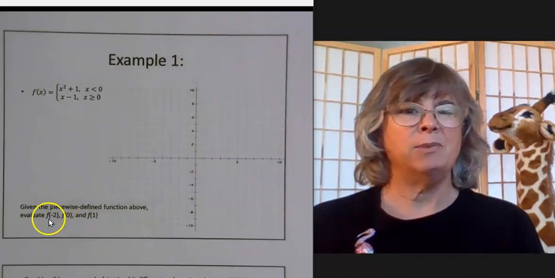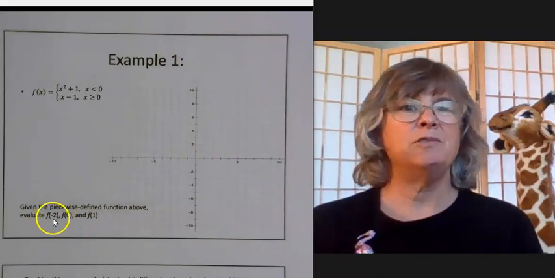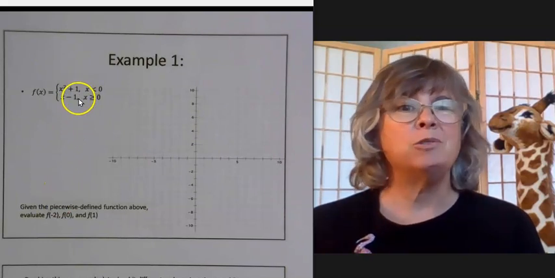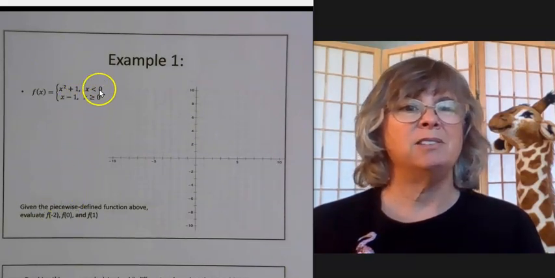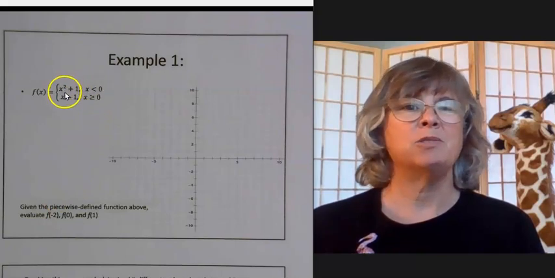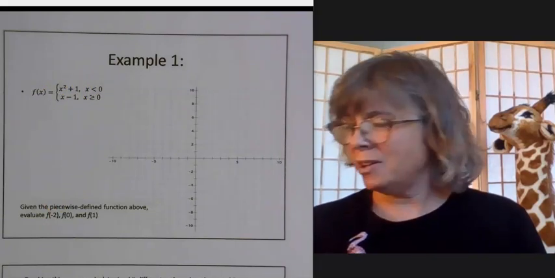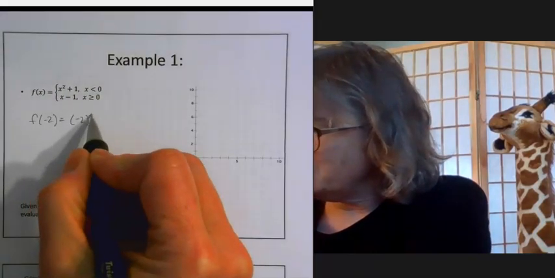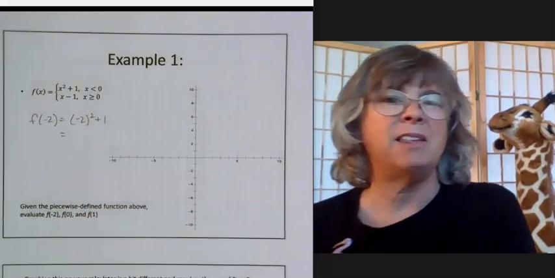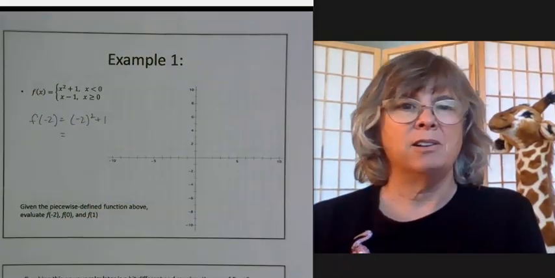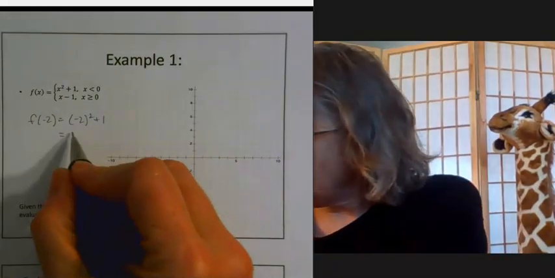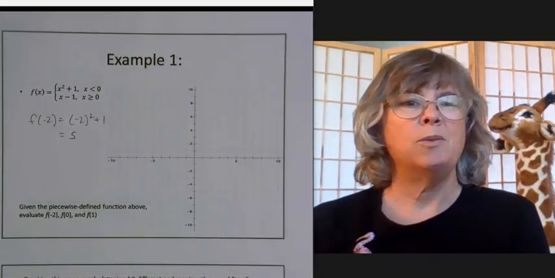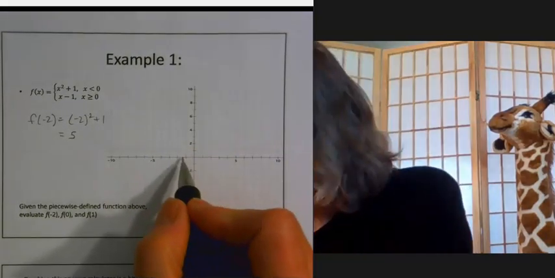So if I want to plug in, I'm basically plugging in a -2 for x. I need to first establish which part I go to, and if I'm looking at x as -2, I want to be in the first part. So I plug in a -2, so I can say f at -2 equals -2 squared plus 1, and that value is 5. So when x is -2, y is 5.